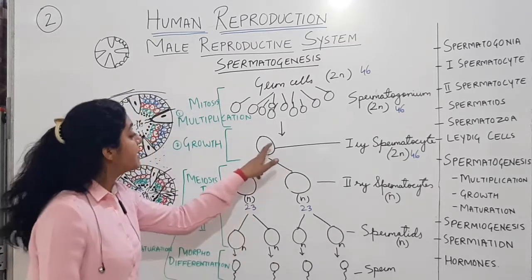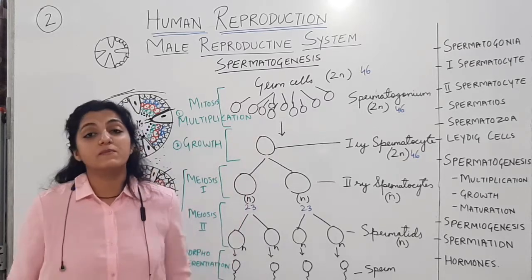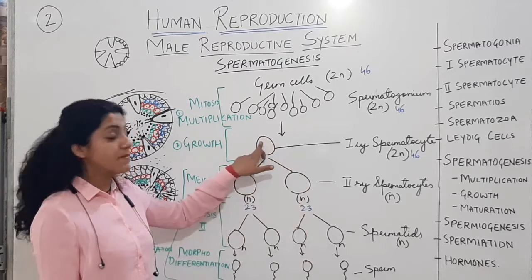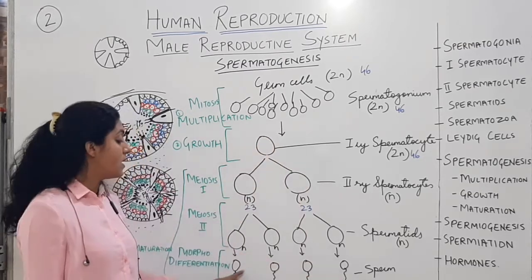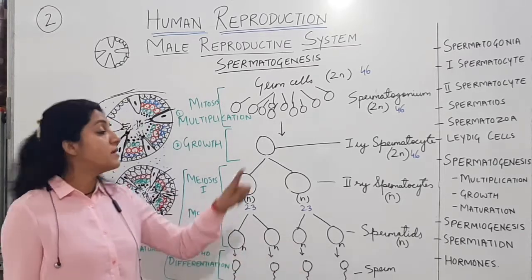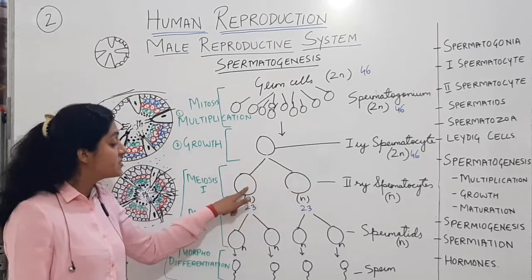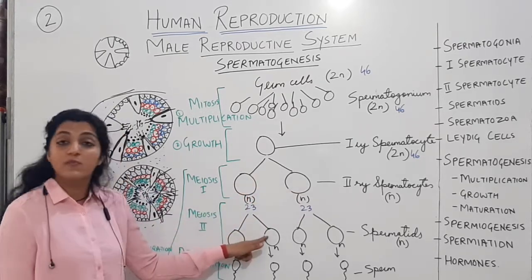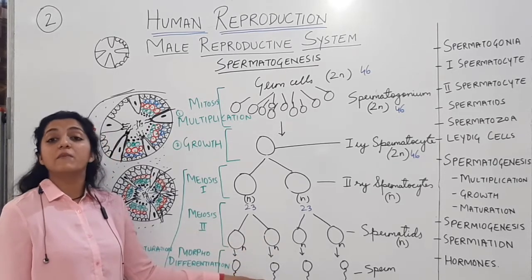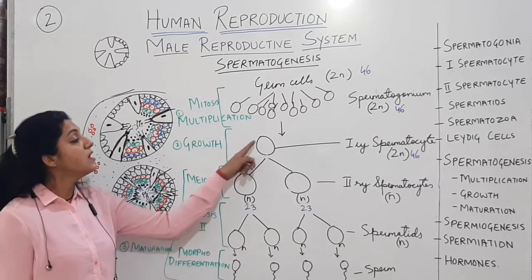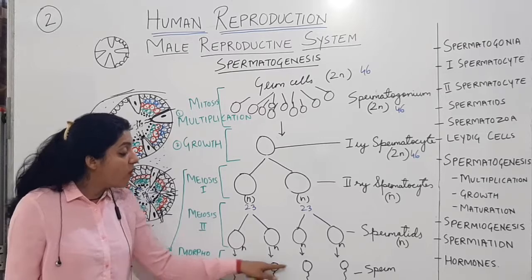एक primary spermatocyte से कितने sperms बन सकते हैं? एक primary spermatocyte से 4 sperms बन सकते हैं. See here, 1, 2, 3, 4. Because one primary spermatocyte is divided into 2 secondary spermatocytes, each secondary spermatocyte is dividing into 2 spermatids, and these spermatids are morphodifferentiating, they are maturing as the sperms. So important MCQ, one primary spermatocyte can form 4 sperms.